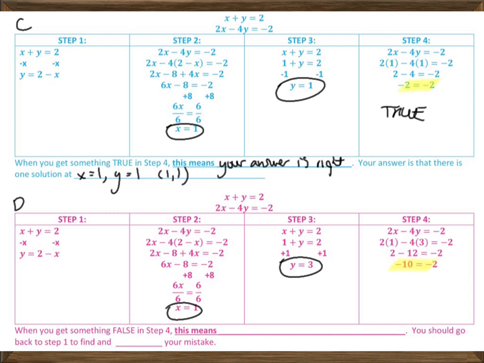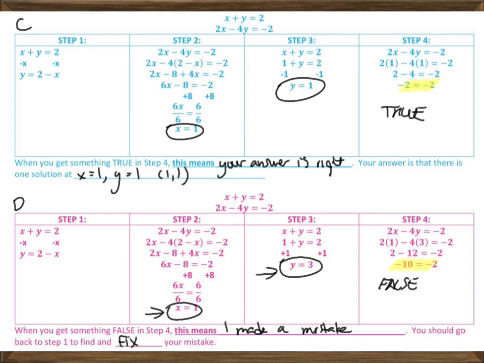In case D, and this is the part that really throws students for a loop, I have a mathematically false statement in step 4 after I've already found x and y. So that can't mean that there's no solution. Guess what it means? It means I made a mistake, or you made a mistake, however you want to say that. You can use whatever pronoun you would like. So that means I should, or you should, go back to step 1 and find and fix your mistake.